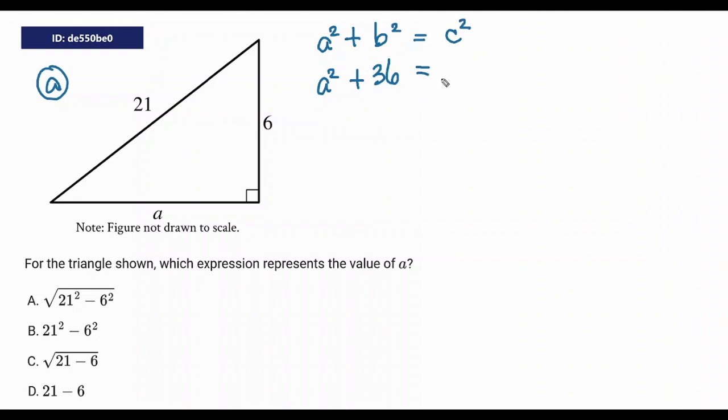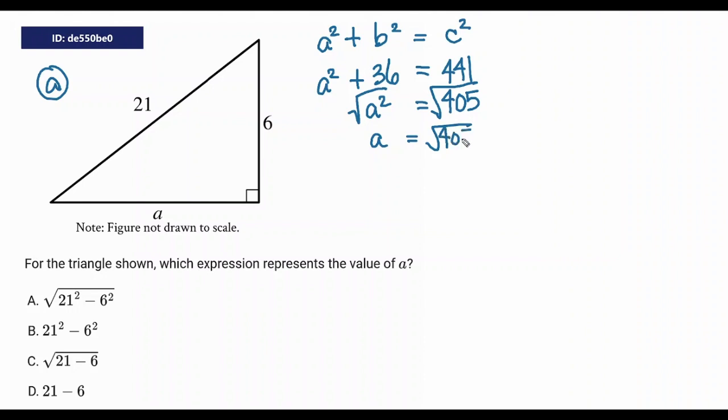You've got to throw that in your calculator. It's 21 times 21. It's 441. So again, you've been doing this a long time. A squared is going to be 441 minus 36. Put that in your calculator, guys. It's 405. You know how to do this. You take the square root of both sides to get to a. So what's a? A is the square root of 405.